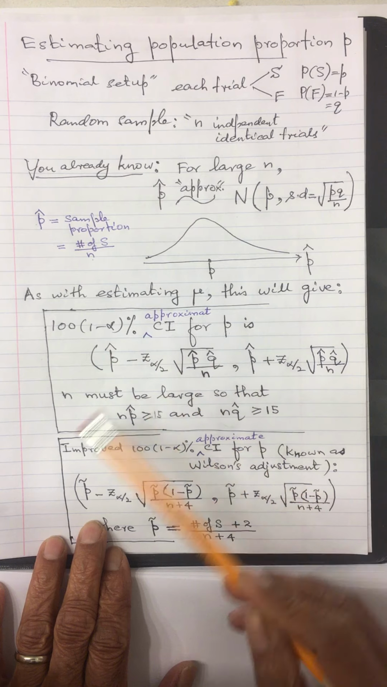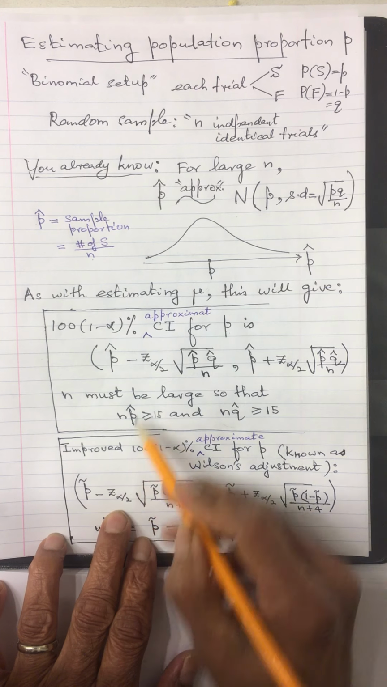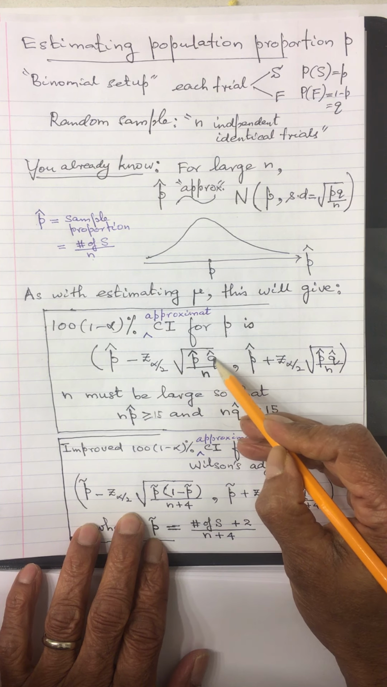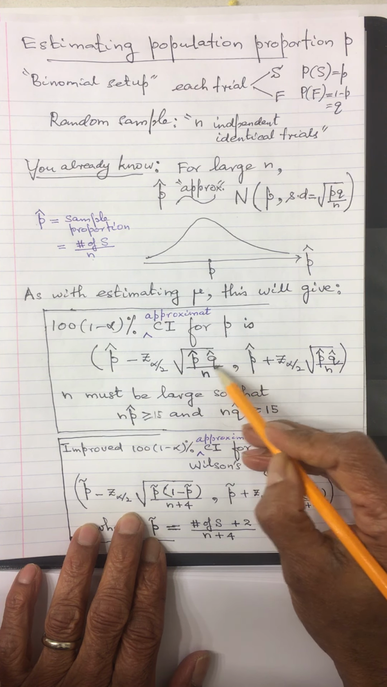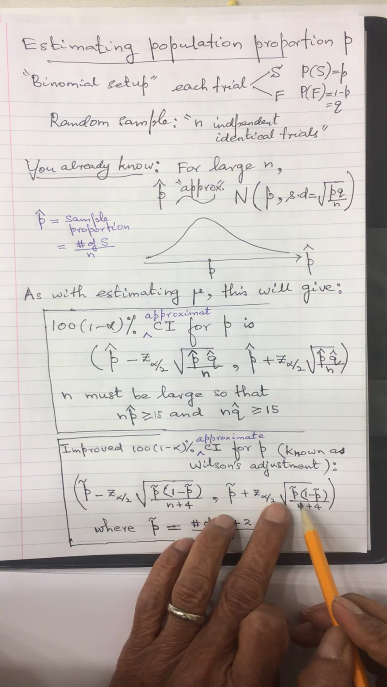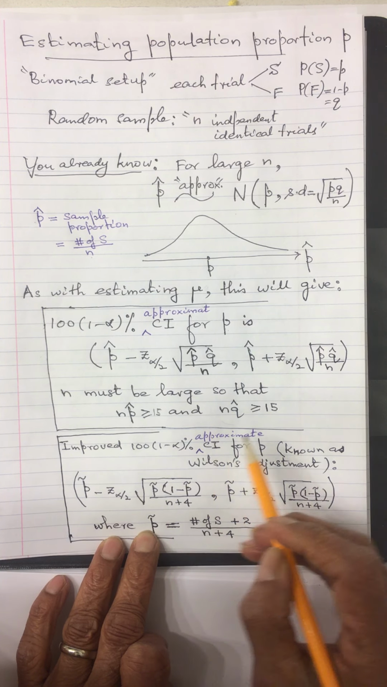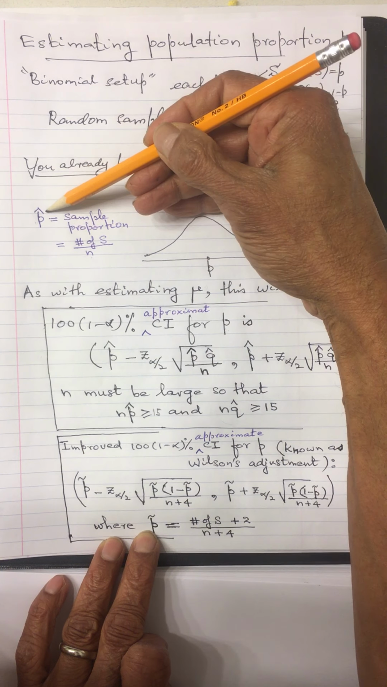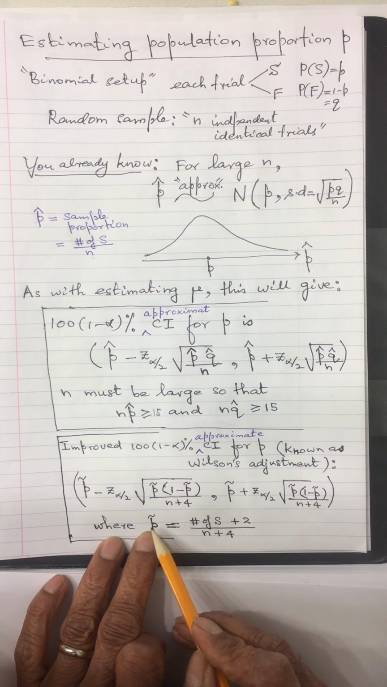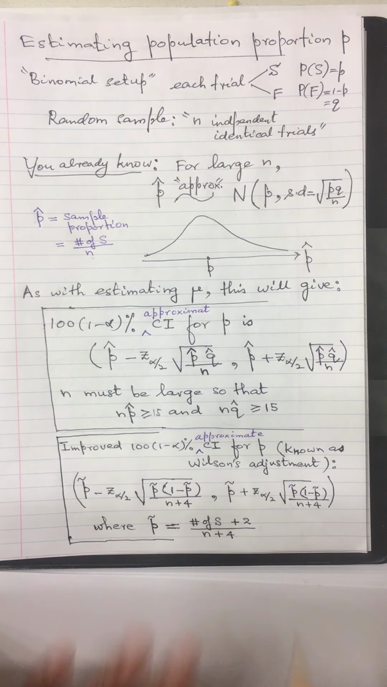It's the same format. Instead of p hat here, you have p tilde, and the z table value times the square root of p tilde q tilde over n. Q tilde is 1 minus p tilde, by the way. This one part is minus, and this one is the same thing with the plus sign. Instead of p hat, which was the number of S divided by n, p tilde is the number of S plus 2 divided by n plus 4.